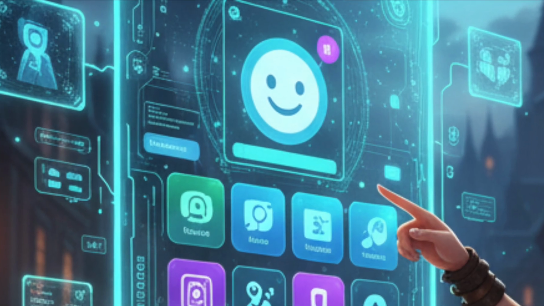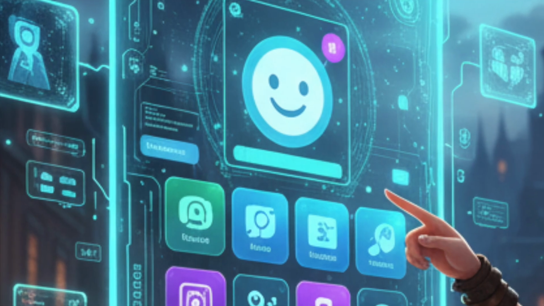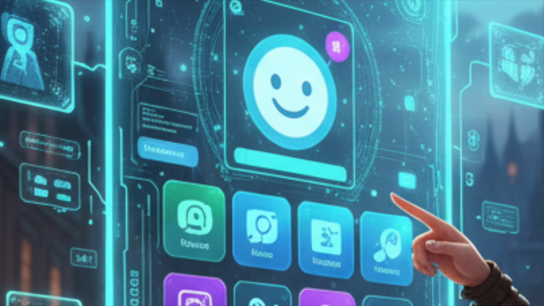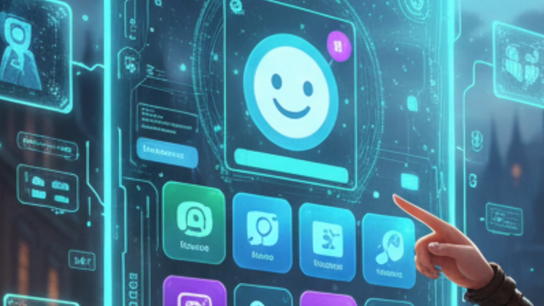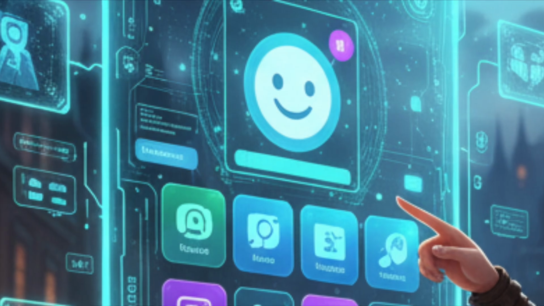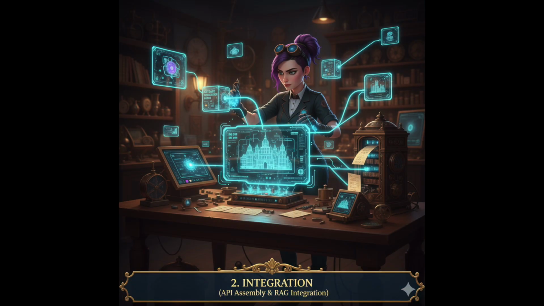So when do you know it's time to level up? The moment you need automation and integration. If you find yourself copying and pasting the same prompt over and over again every day, that's your signal. Or you need to process thousands of documents at once. That kind of repetition means you need programmatic access. And that takes us straight to level 2, developer integration. Okay, level 2, the builder stage.